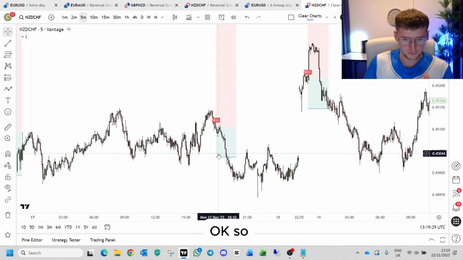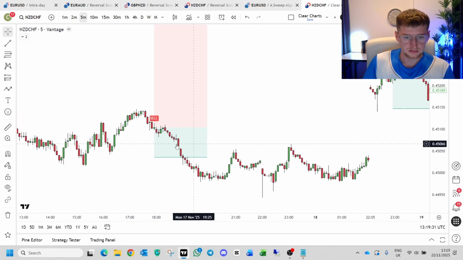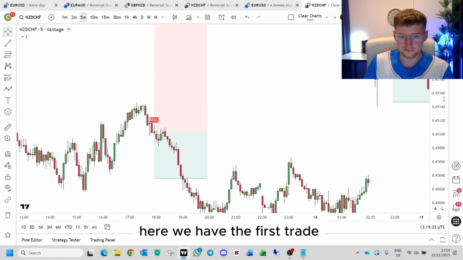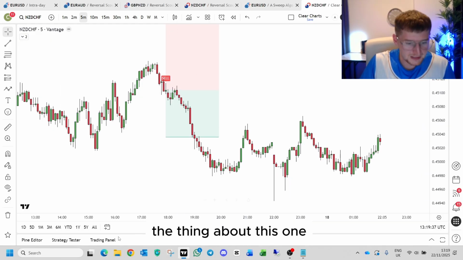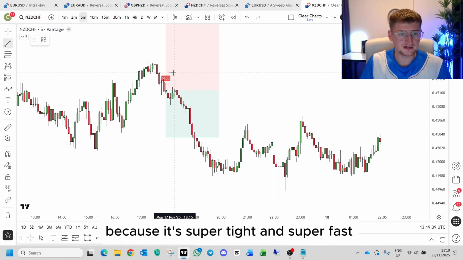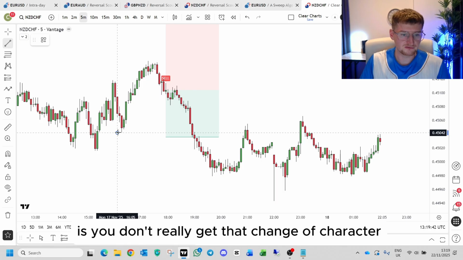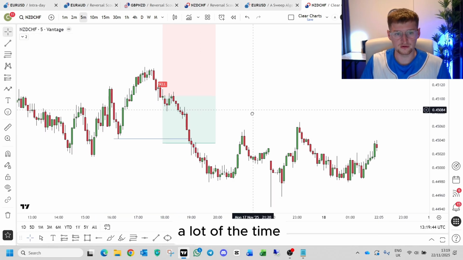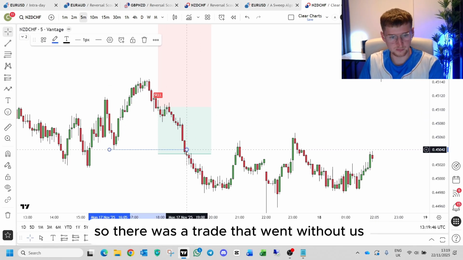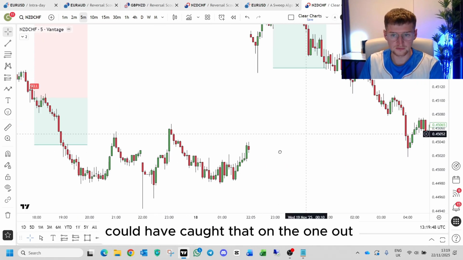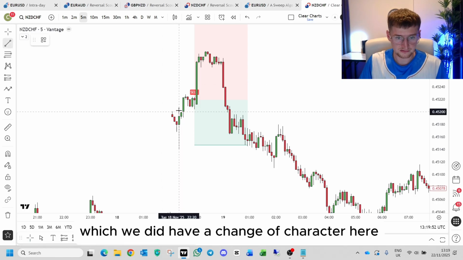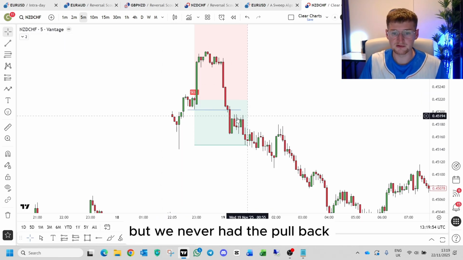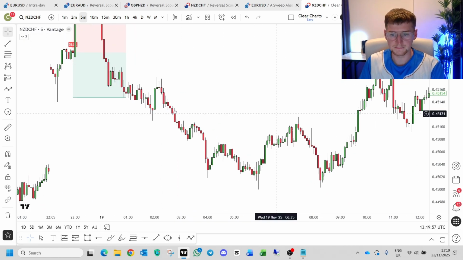Okay, so here we have the first trade, which plotted for us on the 17th. The thing about this one, because it's super tight and super fast, is you don't really get that change of character a lot of the time. So there was a trade that went without us. Could have caught that on the 1 hour. Here was a trade which we did have a change of character here, but we never had the pullback. It just went straight to TP.